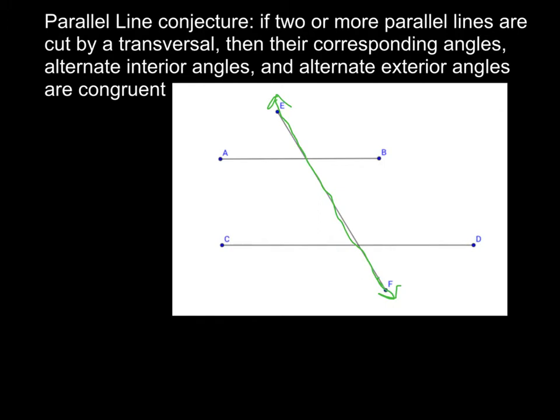Next up in the conjecture, we have alternate interior angles. Alternate interior angles are angles that are on the opposite sides, or the alternate sides, of the transversal, but are on the interior of the parallel lines. So let's use the kitty cat face for this one. Here we have two alternate interior angles. The first one right there, and the second one right there. Like I said, opposite sides of the transversal, this line here, EF in green.